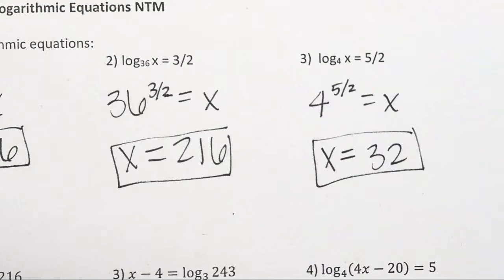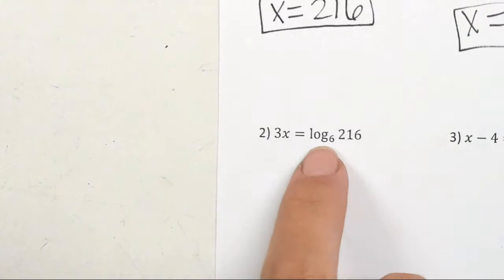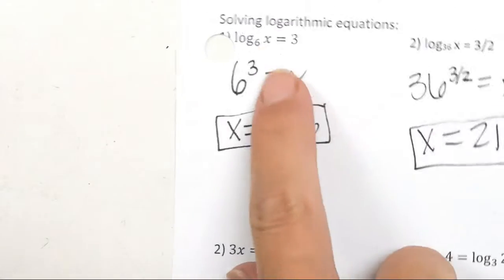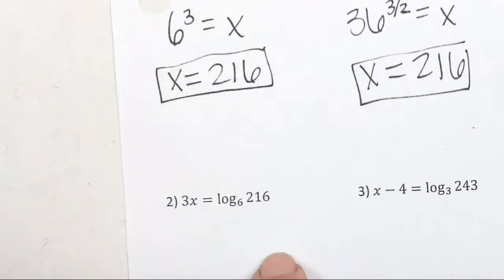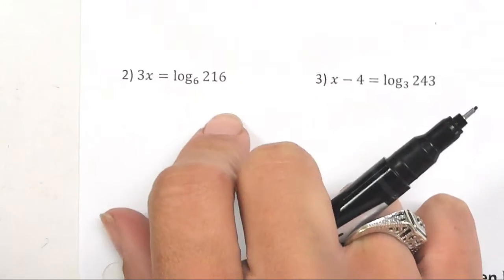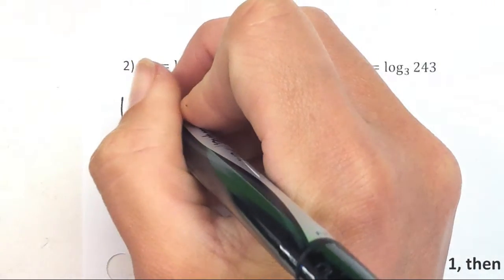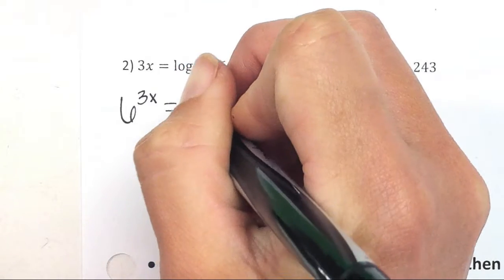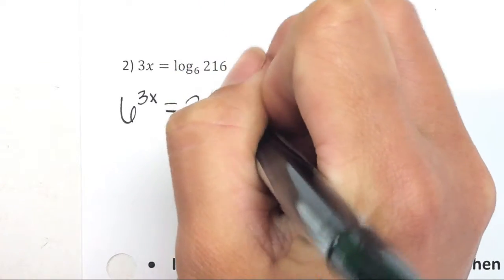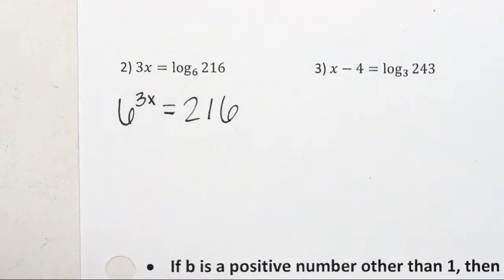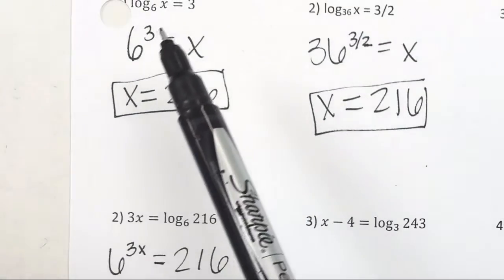Alright, next one is not tricky. They just swapped the log to the right side. So it's been on the left side. Nothing's changed. It's just on the right side. So what is my base here? Raised to the 3x equals. Alright, notice how the x in these equations has not been in the exponent, right? It's just been on the other side of the equal sign.